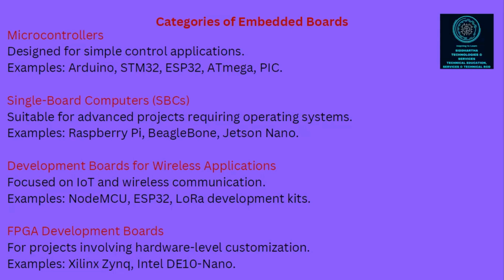Then you come to the FPGA development board. These are on the higher side, where the programs are very big and vast, for industrial purposes. For big programs, Xilinx and all, you have to go for FPGA boards. Okay, so these are the four categories of embedded boards.